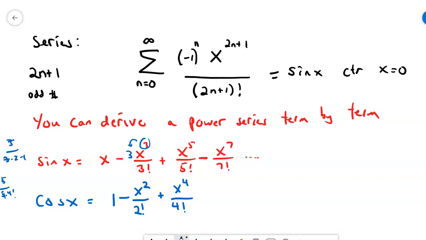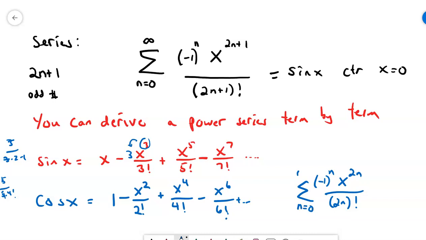So minus, plus, the next one will be a minus, x to the 6th over 6 factorial, and so forth. So if you want a series representation for the cosine of x, that's not too bad, right? It's going to be, we said even powers are 2n's, so x to the 2n over 2n factorial. Let's start this at 0, right? Because we want to start at 0, go to infinity.